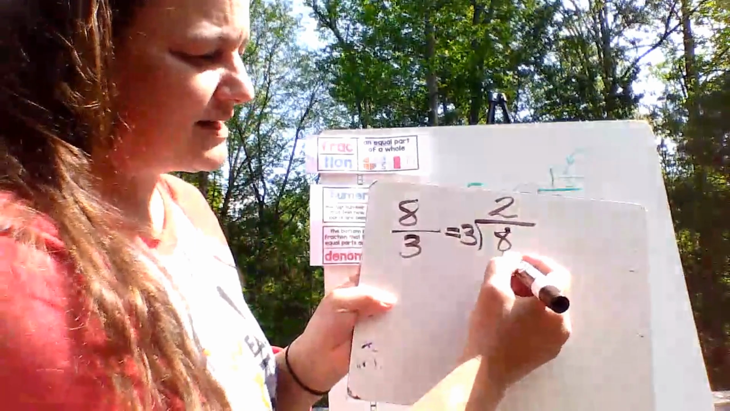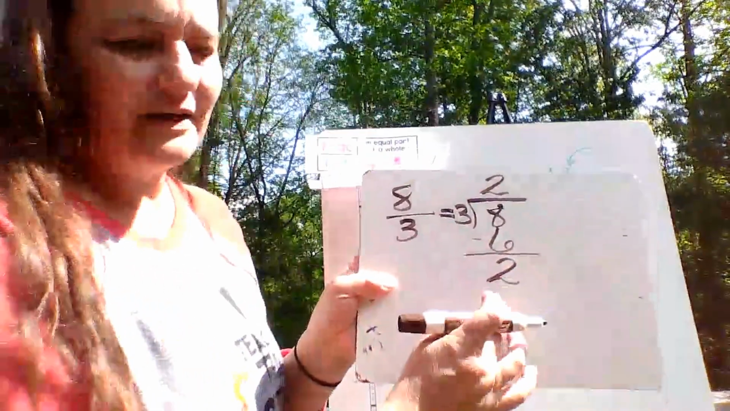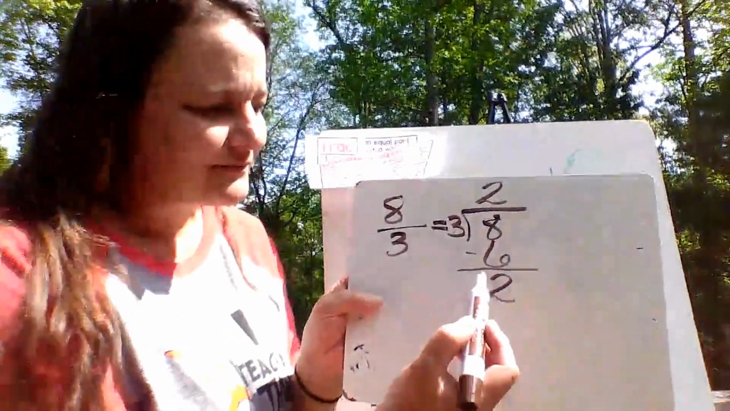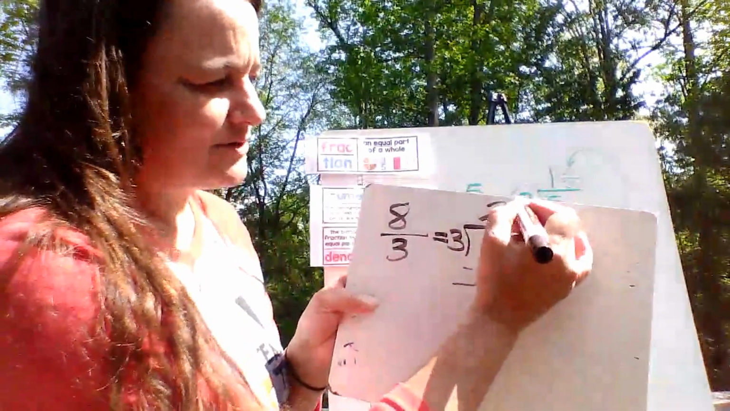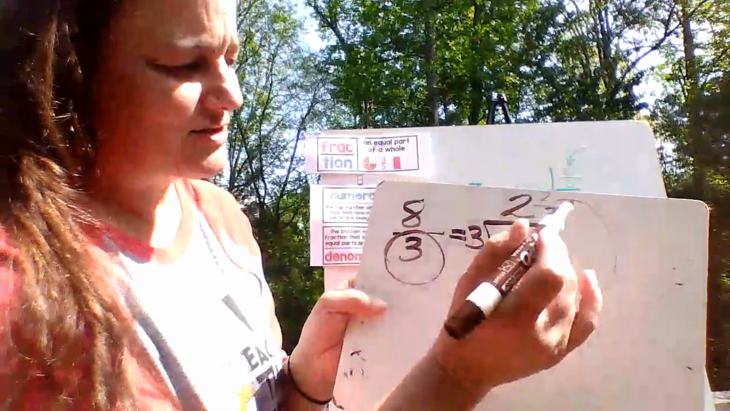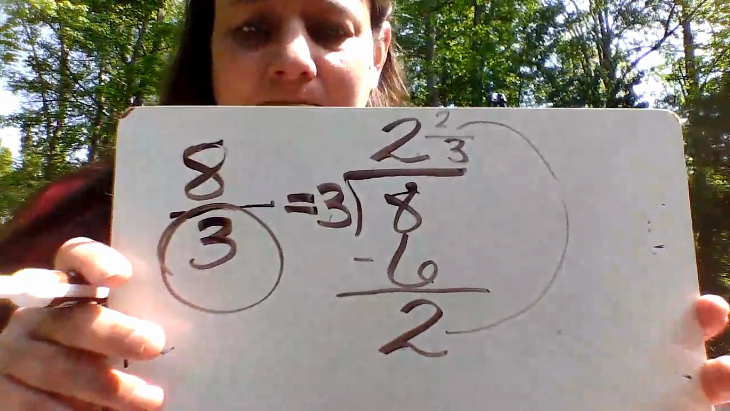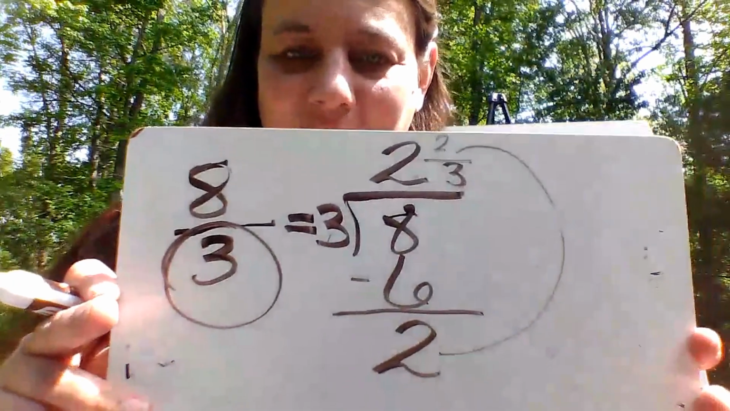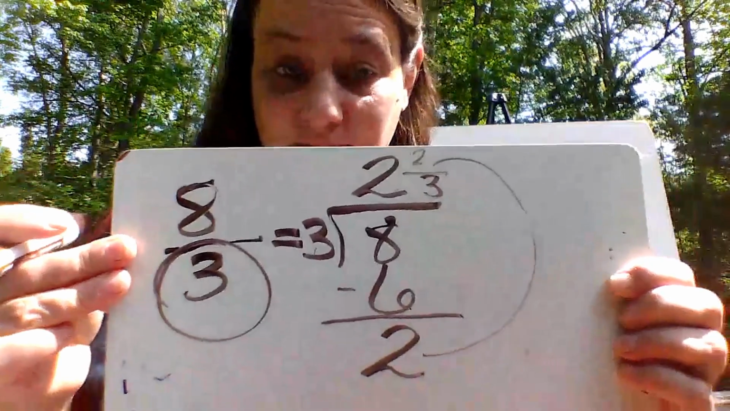So 2 times 3 is 6. We subtract. We have 2 left over. We're not going to write R2. We are going to turn our remainder into a fraction, okay? So 2 becomes our new numerator, and our denominator does not change. So 8/3 is the same as 2 2/3. Pretty cool?